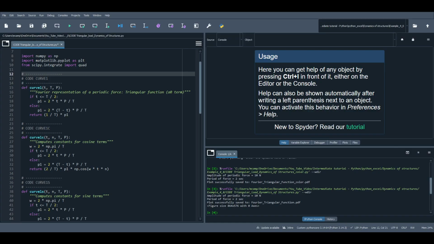If t is less than or equal to T divided by 2, check if the current time is in the first half of the period, the rising slope of a triangle. Calculate the rising line linear value. Else, if it is the second half of the period, the falling slope, calculate this value. And return the value scaled by 1/T. Integrate this over one period to yield the A0 coefficient.